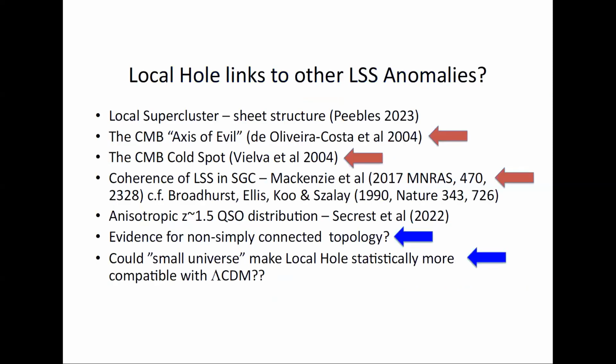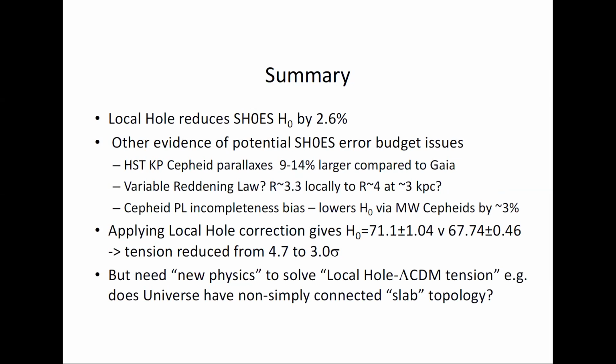So this is a type of new physics you might want to check. What you're asking is, is there evidence for non-simply connected topology? And could a small universe make the local hole statistically more compatible with lambda CDM? And that's a summary, and I'll leave it at that.